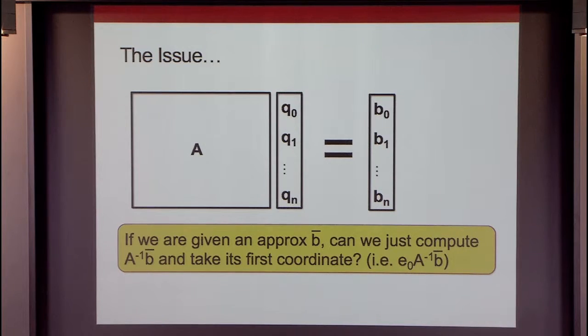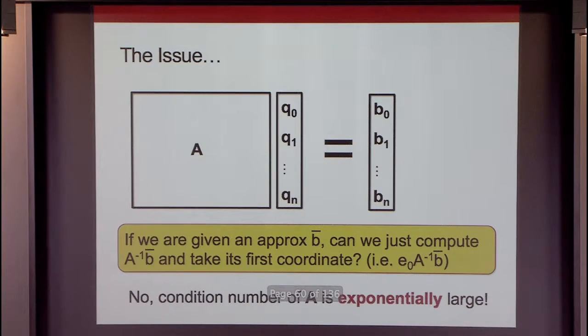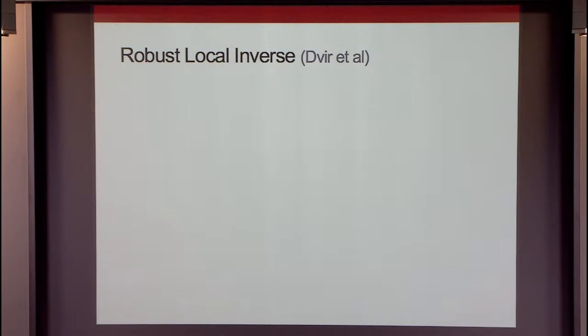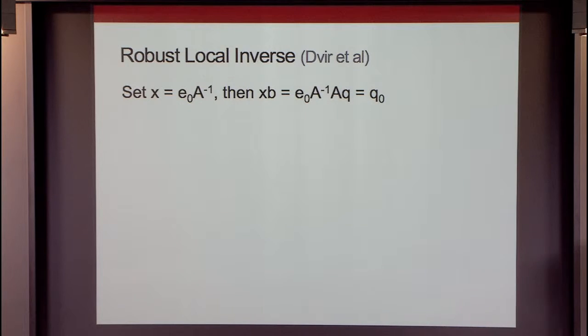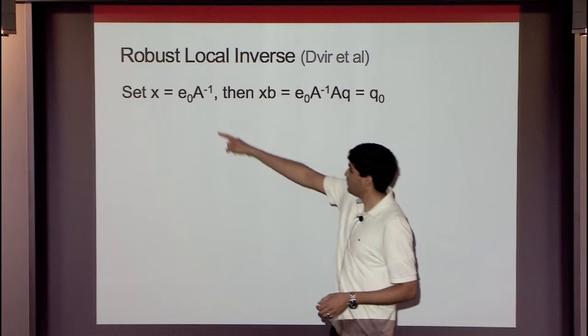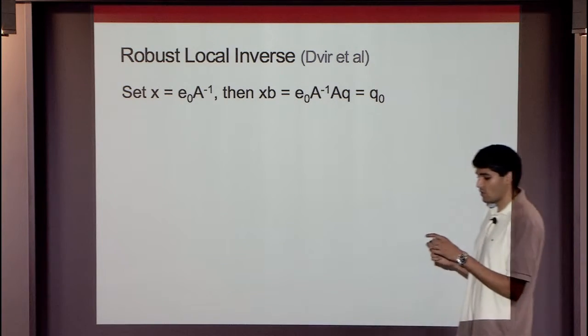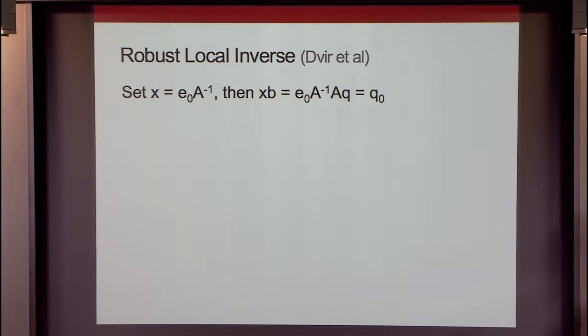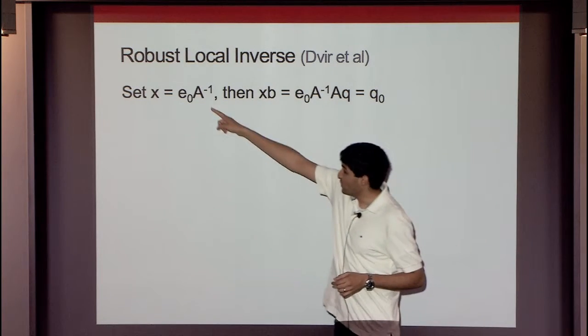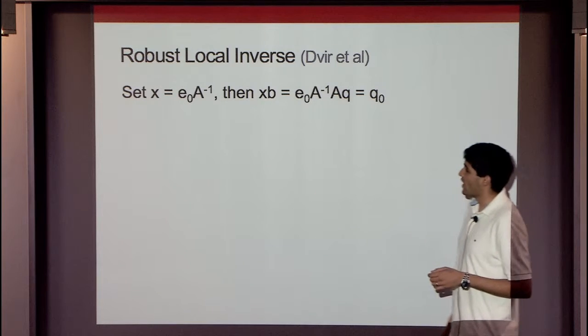So, I talked about this already, but let's say B bar is our empirical approximation to B. We take A inverse times B bar, we take its first coordinate. Terrible strategy because of the condition number. So another way of thinking about this, which will be very fruitful, is let's take a vector E0, which is a vector in which there's 1 in the first coordinate and everything else is 0. And now if I multiply this by A inverse on the right, I get some vector x.